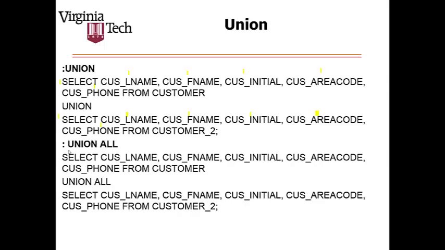The union all statement here is going to give us all rows keeping the duplicates. And this idea that they have the same set of attributes and those attributes have the same data types is the union compatibility concept.